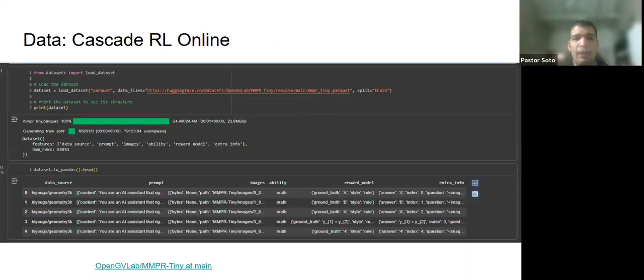And for the online, this is the MMPR Tiny. We do have access to this also in Hugging Face. So with a prompt, we can generate a response and replicate everything that they did.